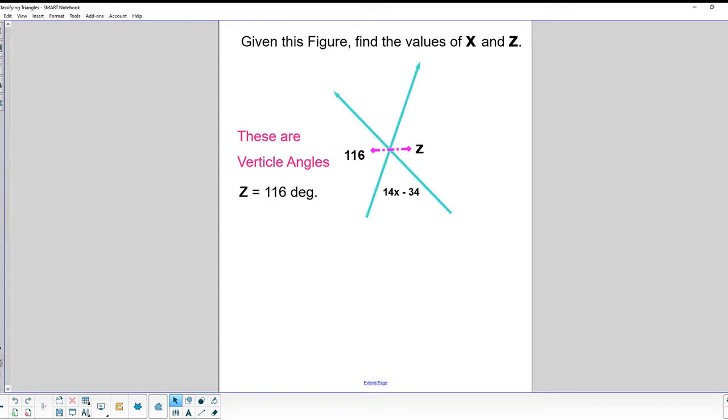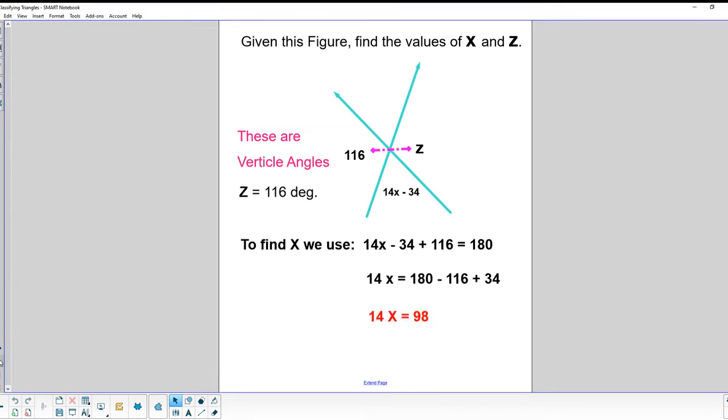So we set up a problem that allows us to solve for x in that case. I've got the two angles added together and they equal 180. I move all the constants to the other side and add or subtract as the case may be. I end up with 14x equals 98. Then I divide both sides by 14 and I get an x value of 7. And that's the other number that I was asked to find. So x is 7, z is 116.